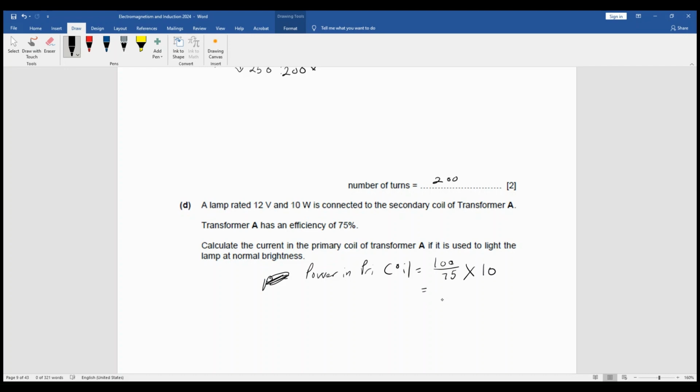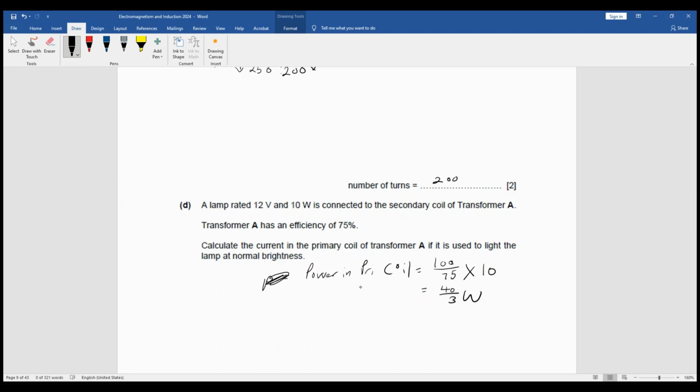And my answer is 10 over 75. This is like 4 over 3. Why is the answer so gross? Okay, I'm just going to keep it as 40 over 3 first. This is my temporary answer. So that's my power in primary coil.